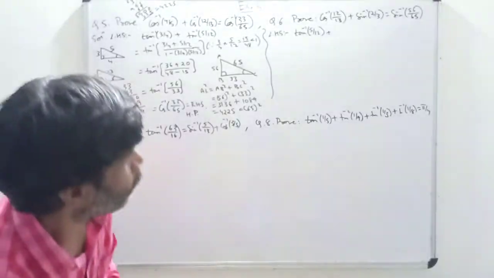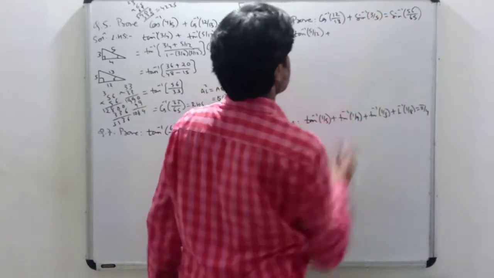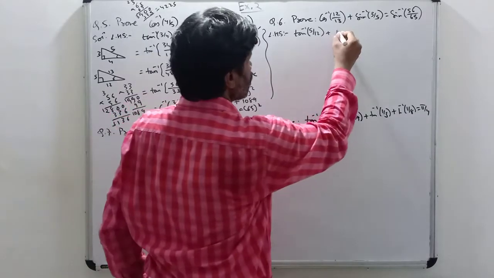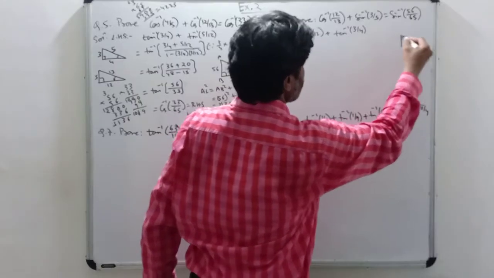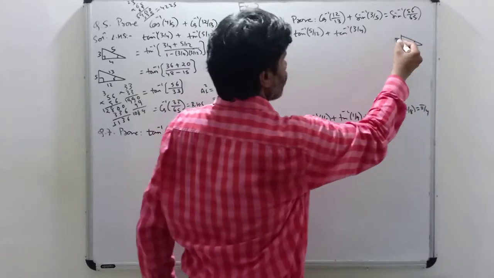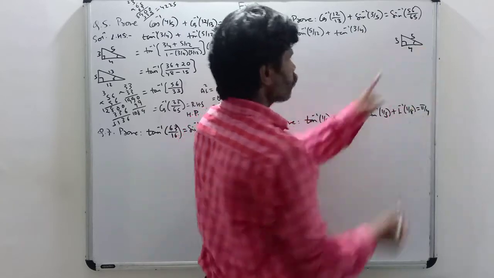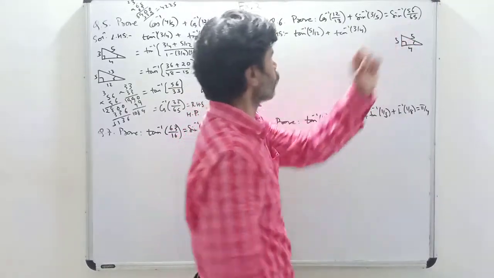Sin inverse of 3 by 5. Okay, so it will be what? Sin inverse of 3 by 5. So this sin inverse of 3 by 5, I can write what? Tan inverse of 3 by 4. Why? Make a right angle triangle. Sin means what? Opposite upon hypotenuse. So this will be how much? 5 square, that is 25, minus 3 square, that is 9. 25 minus 9, 16. Square root of 16 is 4.